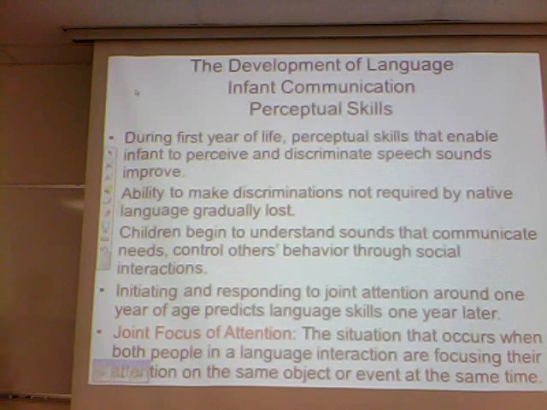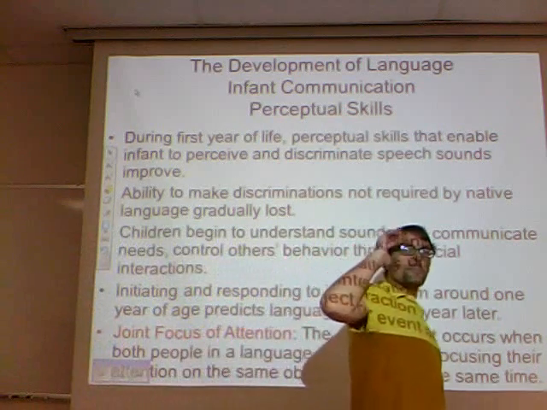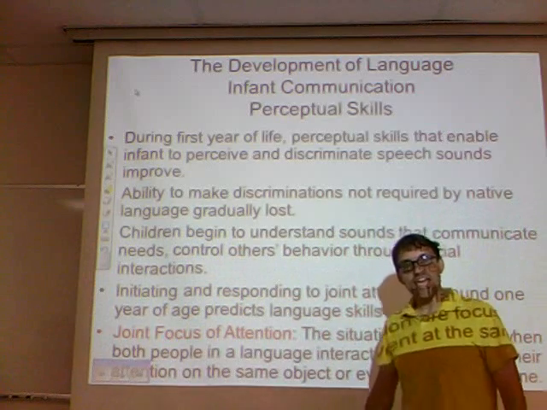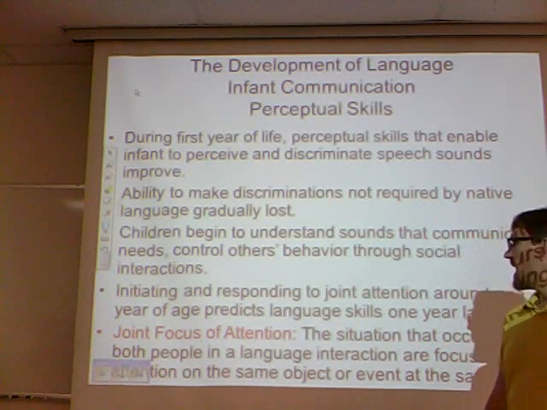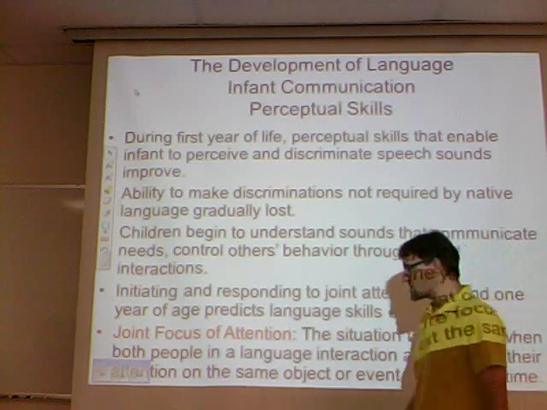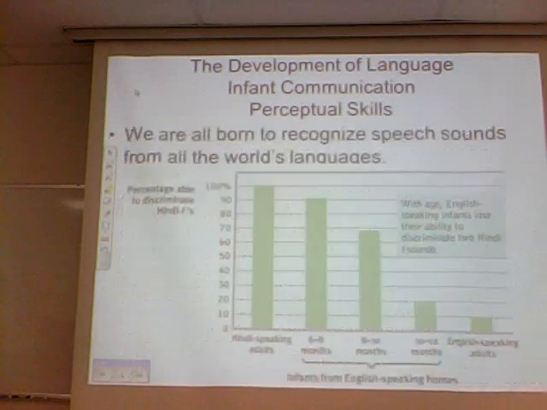Children begin to understand sounds to communicate needs, control others' behaviors through social interactions. As I said, at that critical point between somewhere around 8 months and 12 months is where intention comes in, where it's not just a sound, it is a social interaction, an attempt to convey meaning. At this point, they're beginning to initiate and respond to joint attention, both linguistic attention and things such as eye gaze. Joint focus of attention is a situation that occurs when both people in a language interaction are focusing their attention on the same object or event at the same time. That makes sense. It'd be awfully hard for two people to have a conversation if they're talking about different things.